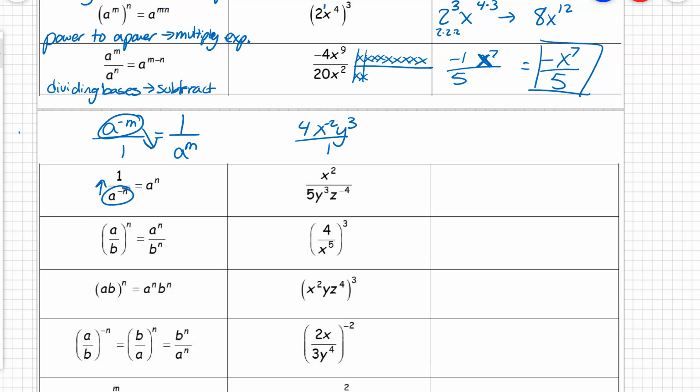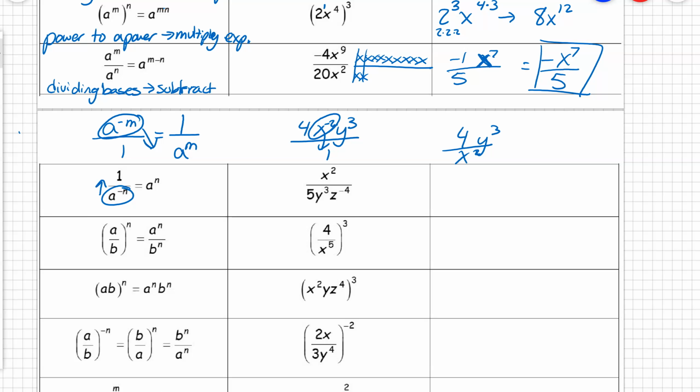Okay, and if that didn't have a fraction, there we go. What we would do is we would create that fraction, because this whole negative portion does need to go down. So we would make it over 1. So we would rewrite this as 4 divided by x squared, and then y to the 3rd. And that would be that example.